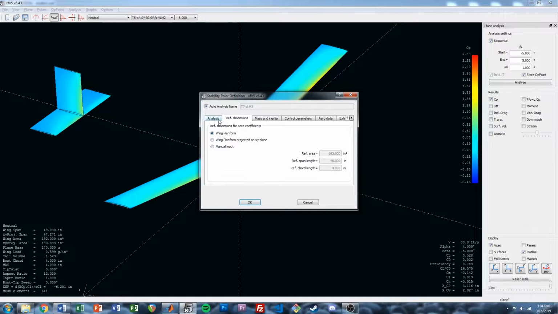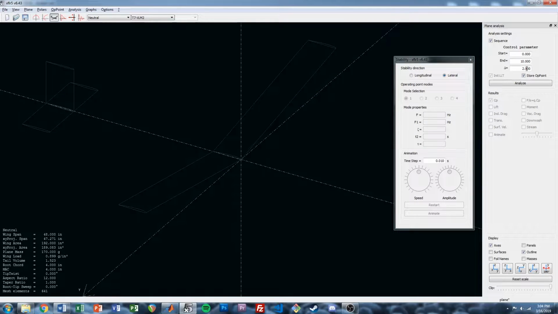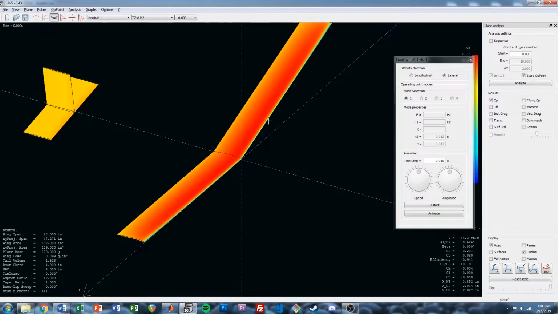I think we just leave all this as default. So we have the reference dimension set as the link plan form. We're going to do default analysis. Let's hit OK. Just going to overwrite what I've done previously. And I'm not going to run the sequence. I'm just going to run the single point at 0. Analyze. And then let's visualize it again. So animate, restart.